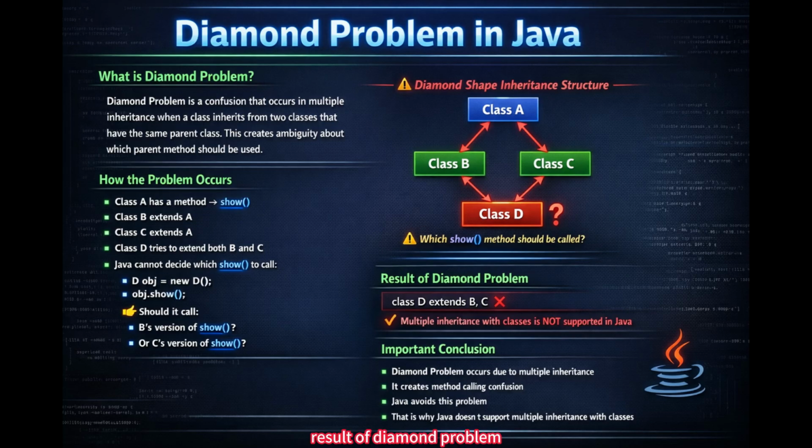Result of the diamond problem: because of this ambiguity, Java does not allow class D extends B, C. So, multiple inheritance with classes is not supported in Java. Final conclusion of this part: the diamond problem occurs due to multiple inheritance. It creates method calling confusion. Java avoids this problem. That is why Java does not support multiple inheritance with classes.